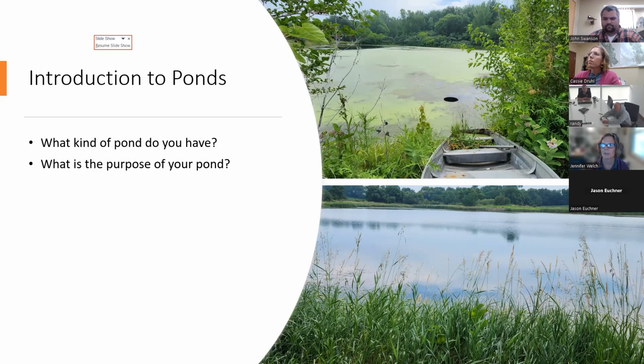So when we first get started, we're talking about what kind of pond do you have and what is the purpose for your pond. There's a lot of different ponds we're going to talk about today, and a lot of what we talk about will work for all the different ponds. But as we go forward into it, understanding the different ponds you have is going to be helpful.